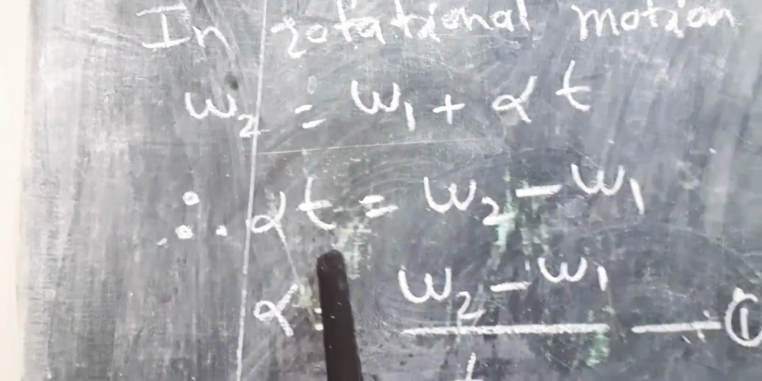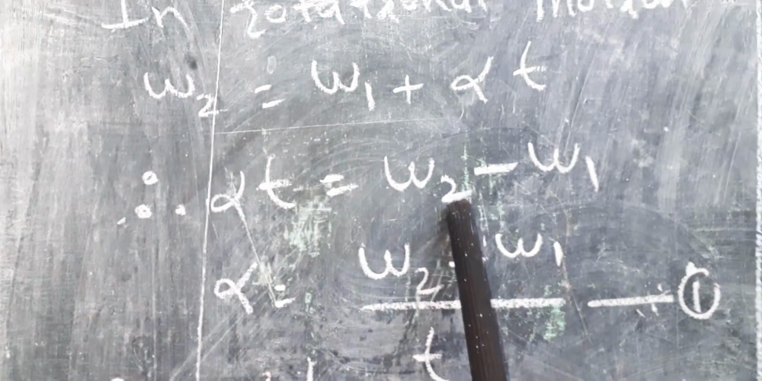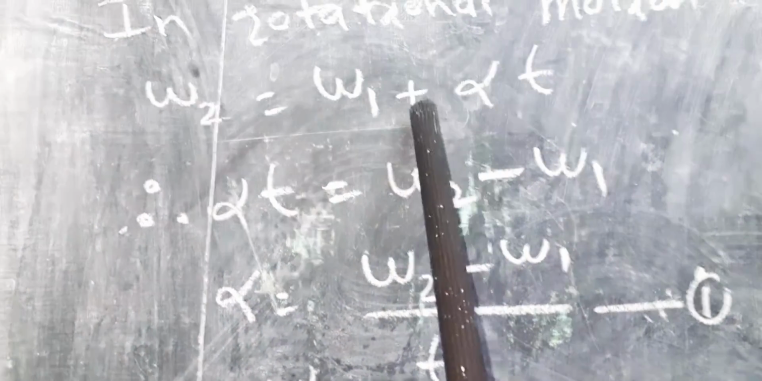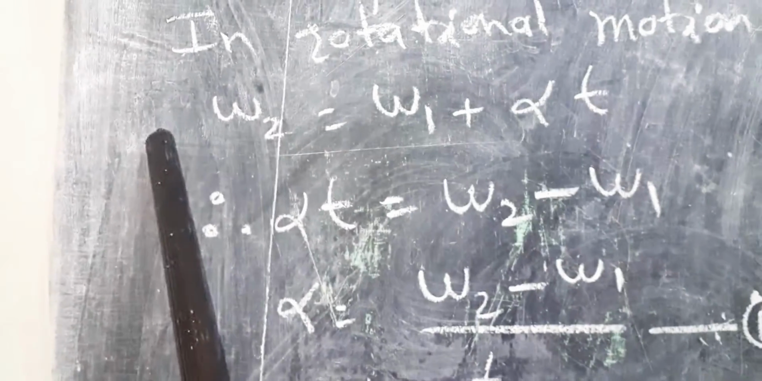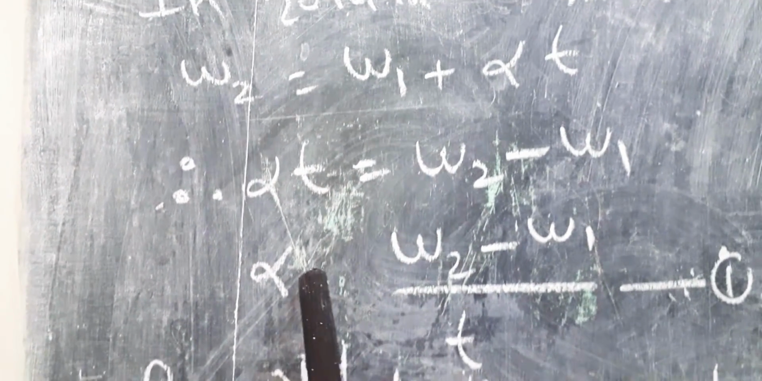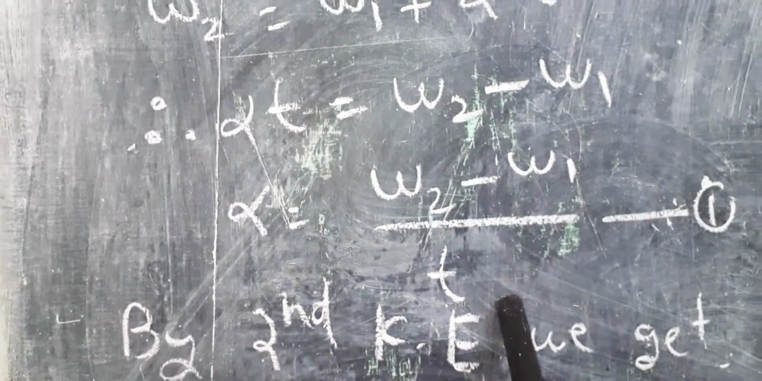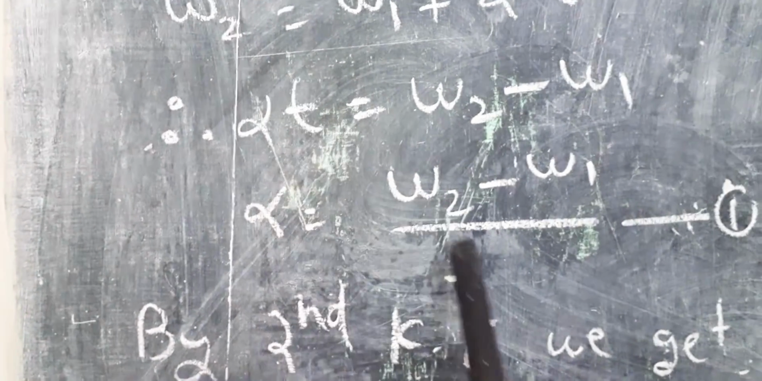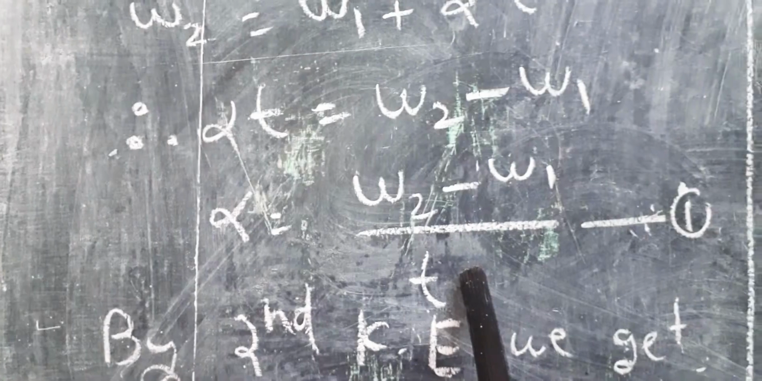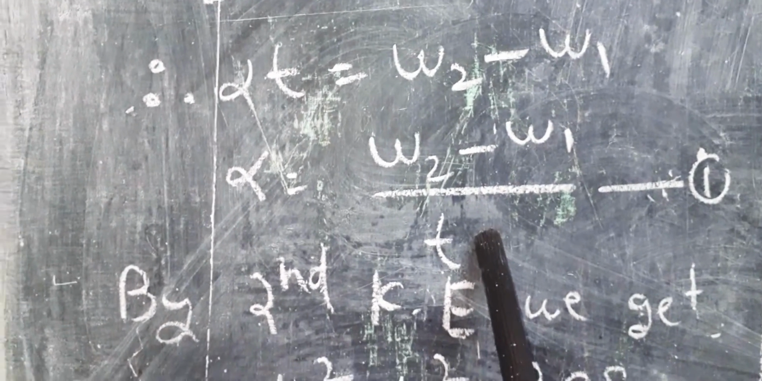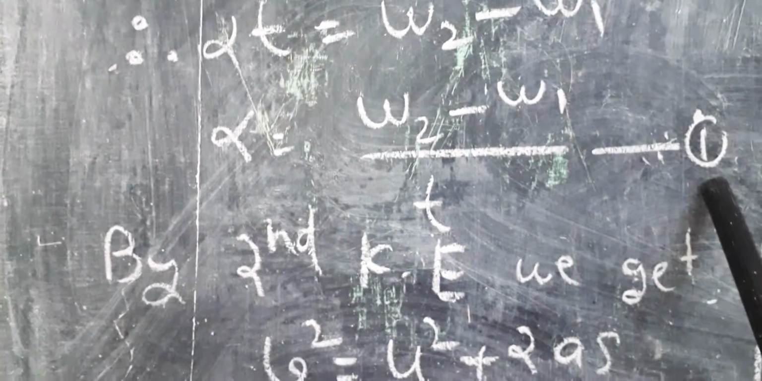So from this we get alpha t is equal to omega 2 minus omega 1. That means we transfer omega 1 to this side. So we get alpha is equal to omega 2 minus omega 1 upon t. That means t is transferred to the other side and it becomes division. So this is called equation number 1.